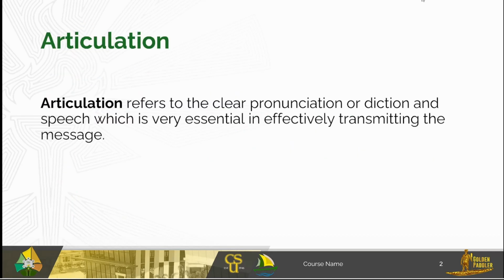There are several principles of speech delivery which an effective speaker needs to follow. The first principle of speech delivery is articulation. When a speaker's words cannot be understood because of poor articulation, the speech might as well not have been delivered at all. Articulation refers to the clear pronunciation or diction, which is very essential in effectively transmitting the message.